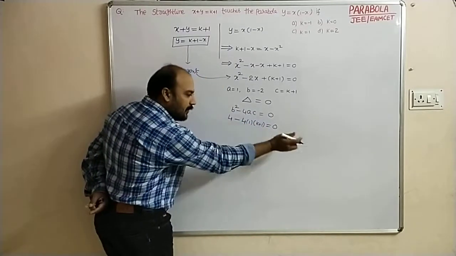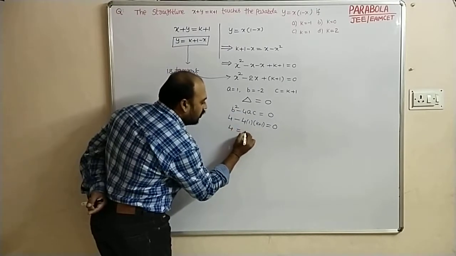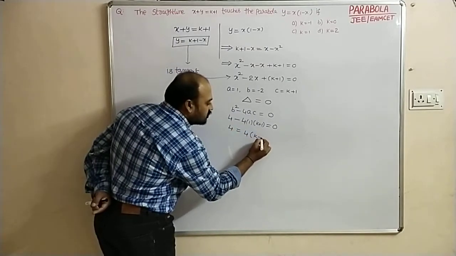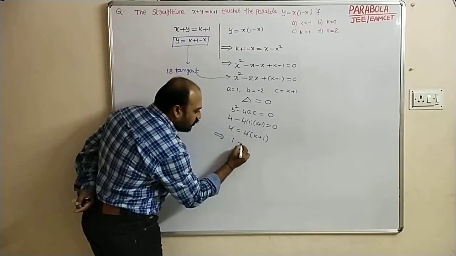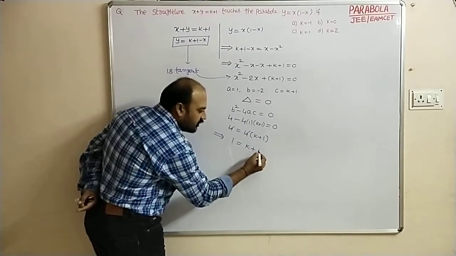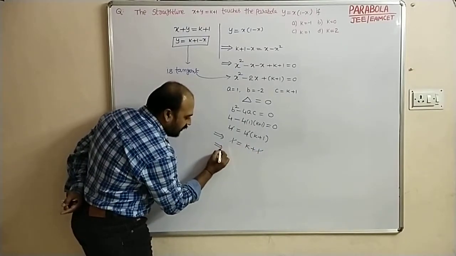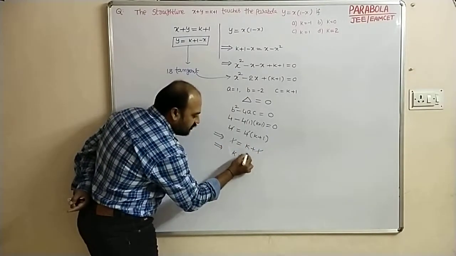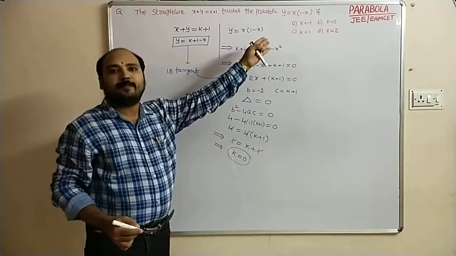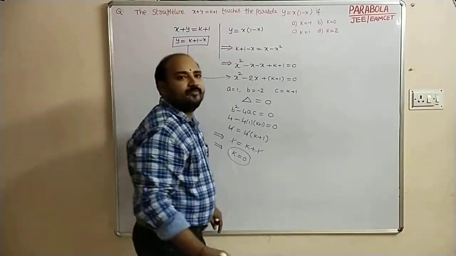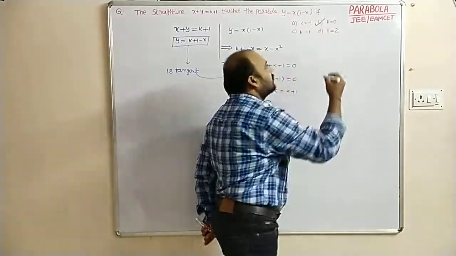So minus 4 into k plus 1, we can take the sign: 4 equal to 4 into k plus 1. 4 gets cancelled, 1 equal to k plus 1, 1 also gets cancelled, that implies k equal to 0. Therefore when k equal to 0, this line is a tangent to the parabola. So k equal to 0, which is there in the second option.